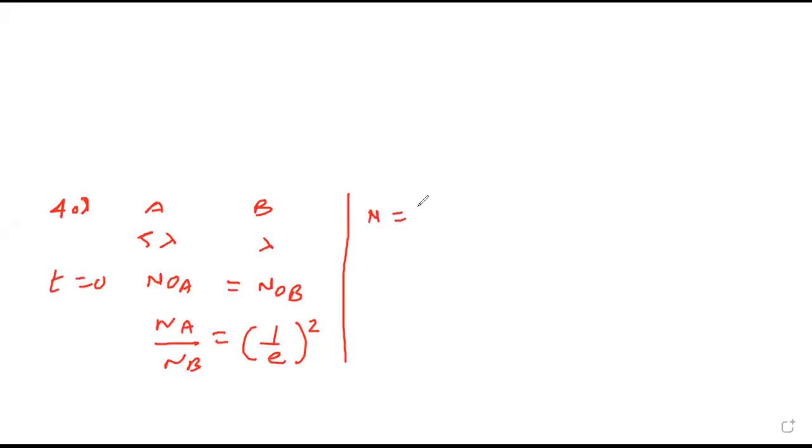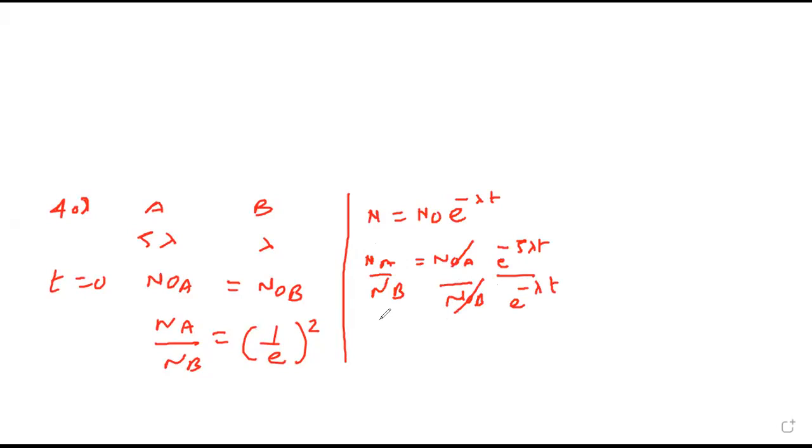N means number of atoms, N0 is the number of atoms present at the start, and the formula is e raised to minus lambda t. N of A upon N of B will be N0 at A, N0 at B, e raised to minus 5 lambda t upon e raised to minus 1 lambda t. These two will get cancelled. So 1 upon e raised to 2 is equal to e raised to minus 5 lambda t plus 1 lambda t. So e raised to minus 2 is e raised to minus 4 lambda t.